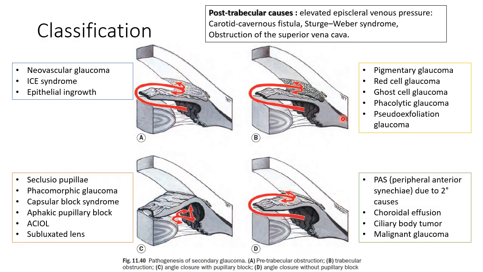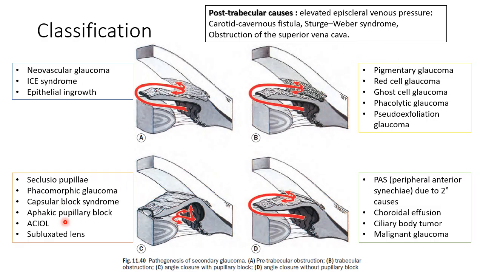So pretrabecular. Trabecular. Something is blocking the intertrabecular spaces. Okay. Here, you see this is the trabecular meshwork. Something is blocking the trabecular meshwork particularly. What can block it? Pigments, red cells, that is RBCs in case of trauma. Ghost cells are nothing but the dead RBCs. Phacolytic, that is leaked lens proteins. Pseudoexfoliation, that is amorphous white matter. So these substances can get deposited in the TM and block it, and they constitute the trabecular causes.